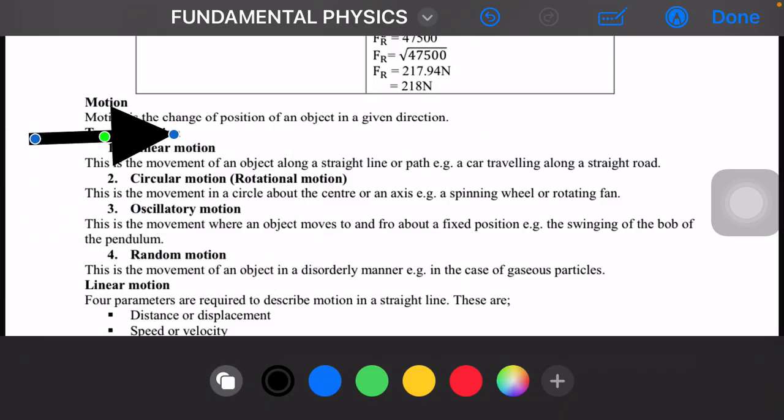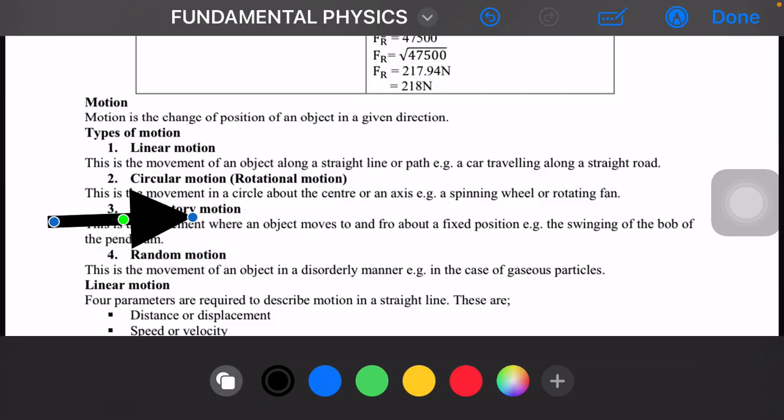Now let's look at types of motions. Number one, linear motion. This is the movement of an object along a straight line or path, e.g. a car traveling along a straight road. That's what we call linear motion, coming from the word line. If you put that line in motion, we call it linear motion. An object moving in a straight path or a straight line.